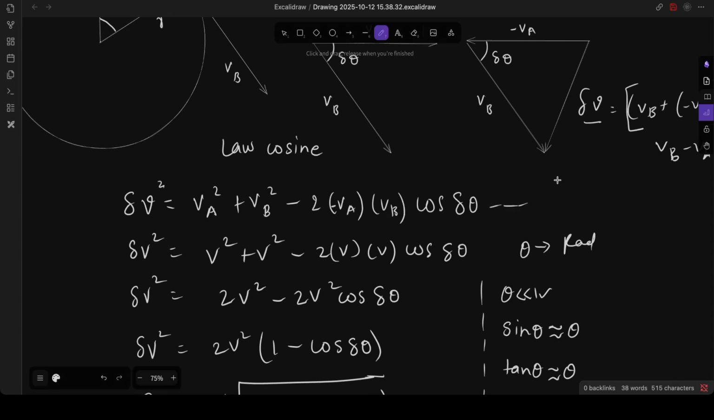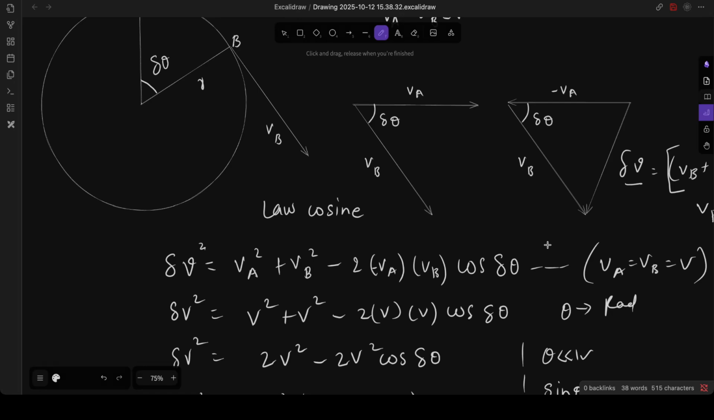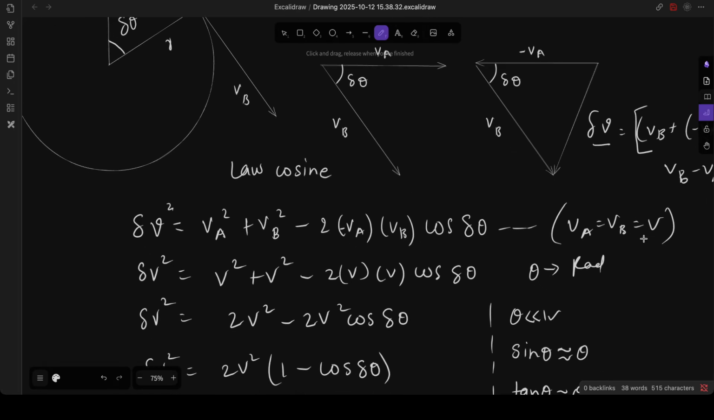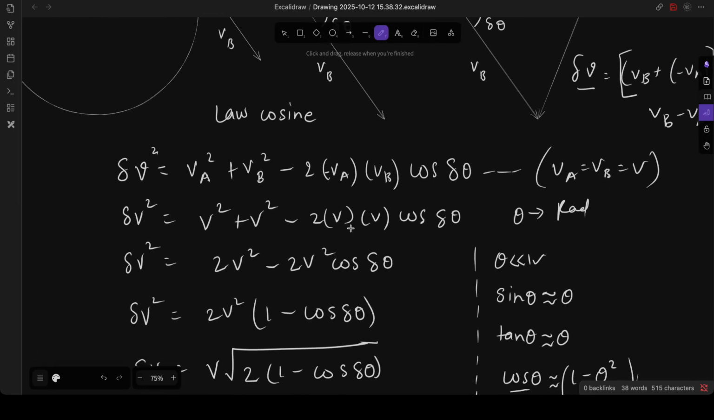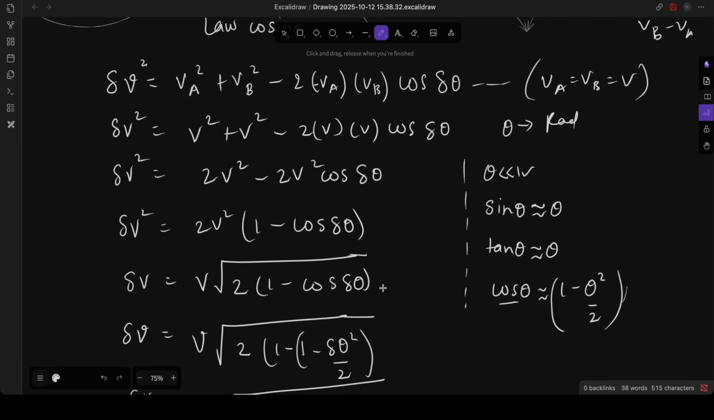Now here I use VA is equal to VB is equal to V, because we are trying to find out the magnitude, not the direction. We are dealing with only magnitude. When we talk about magnitude, it's a uniform circular motion, so the magnitude is the same. So I can just call VA and VB as V. When I substitute this and solve it, I reach this point.